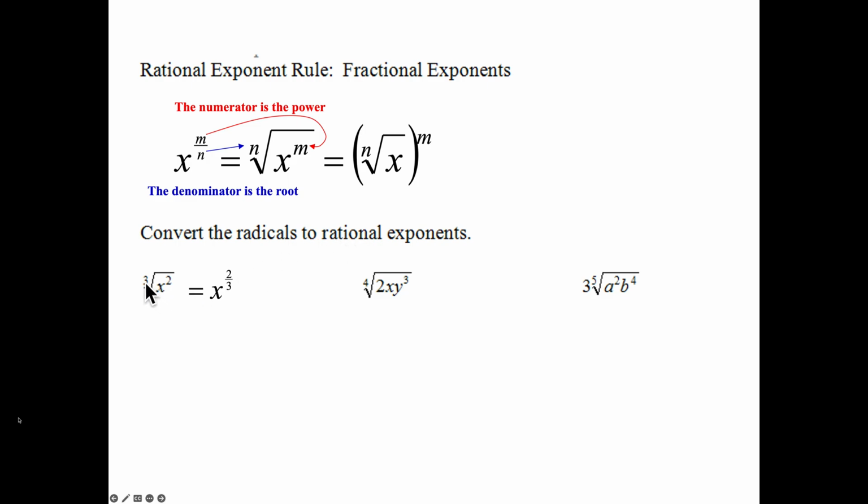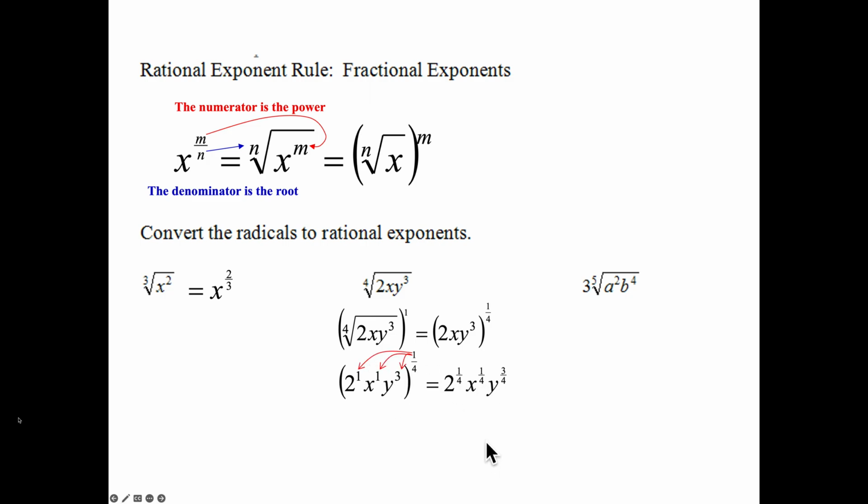All right, so the root is 3. That's my denominator. Build up, power of 2 on the top. 4th root of 2xy cubed. The authors will tell you to put this whole thing to the power of 1 and write it to the 1/4 power. Then put 1s on the 2 and the x for your powers. And now you have a power to a power. Multiply the 1/4 to each power, and there's your final answer after you distribute the 1/4.